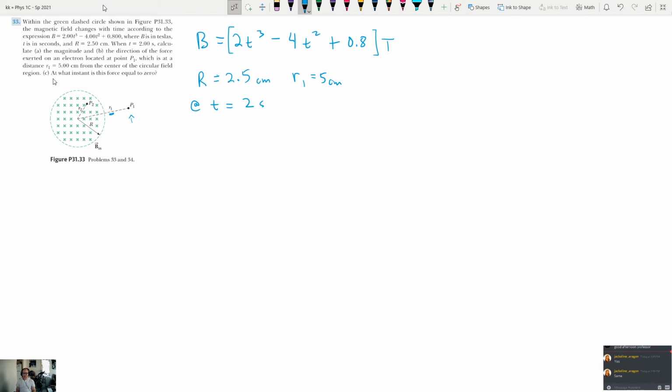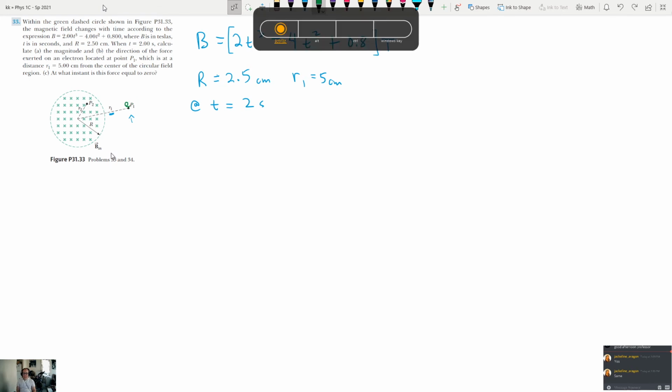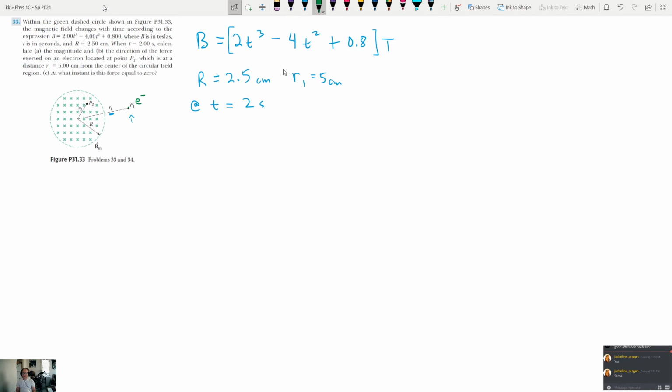And then the other thing we want to figure out is at what instant is this force equal to 0. So the idea is that we're going to place an electron right here. Right? An electron? Yeah. We're going to place an electron right here. We put an electron there. And the question is, what is the force on the electron?